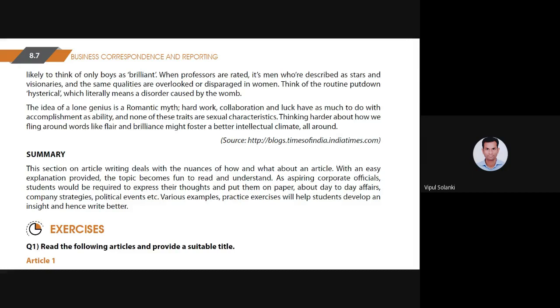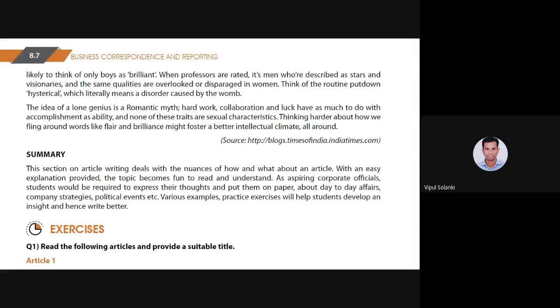Because somebody is a man, the person can work hard, collaborate, and also have good luck. It is not so. Women can also have the same things. Thinking harder about how we fling around words like flair and brilliance might foster a better intellectual climate all around. So thinking about how these words, flair, brilliance and genius, are used, and using them correctly, may change our perception about gender. These are one or two samples we have read today.